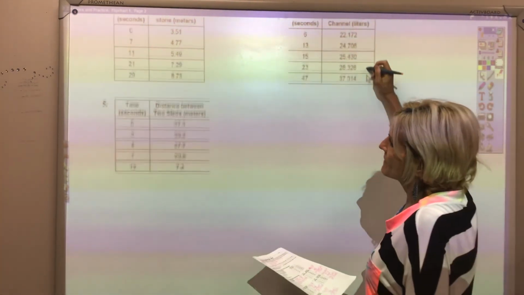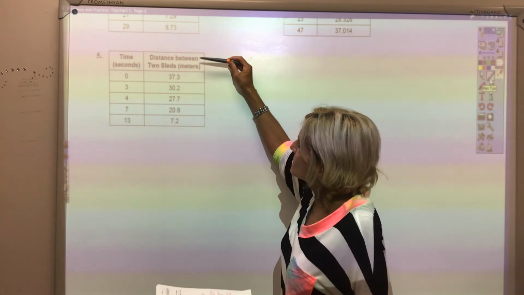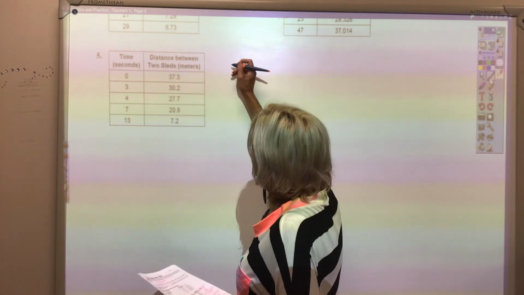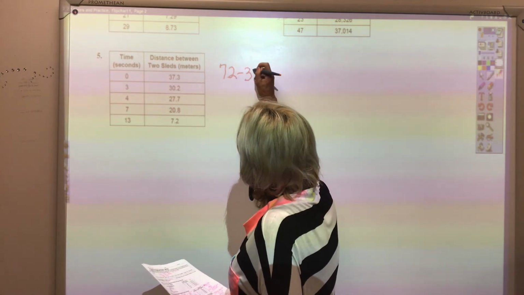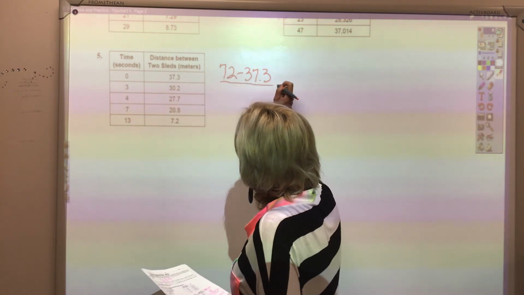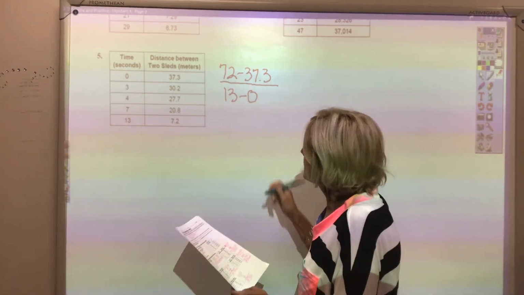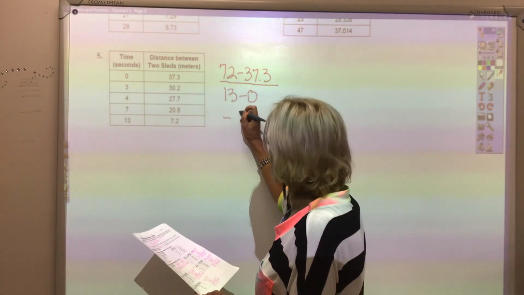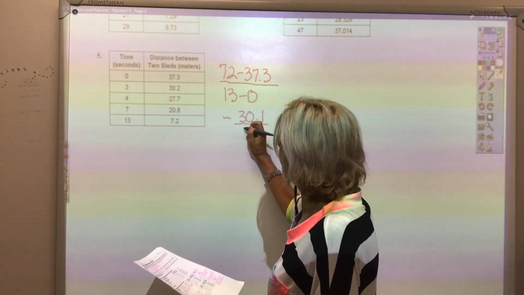And we're going to try number 5. So again, our dependent variable is meters, our independent is seconds. So we're going to start at the bottom, 7.2 minus 37.3, that's a point right there, over 13 minus 0. The top, 7.2 minus 37.3 is negative 30.1. We're going to divide that by 13.